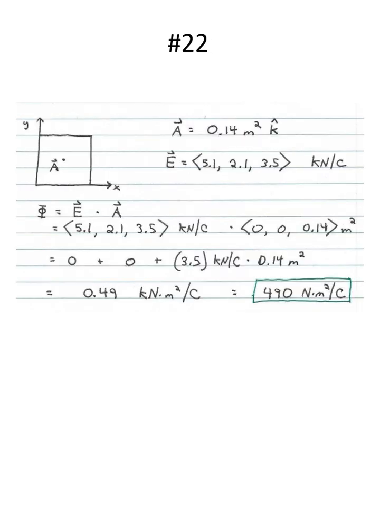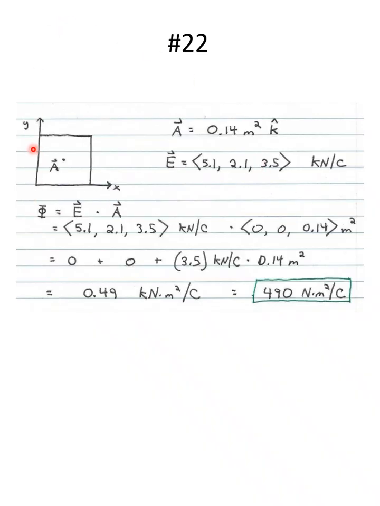Number 22. A flat surface with area 0.14 meters squared lies in the xy plane in a uniform electric field that is 5.1 i hat, 2.1 j hat, and 3.5 k hat kilonewtons per coulomb. Find the flux through the surface. Okay, let's be mindful that it was given in kilonewtons per coulomb. Helpful to draw a picture.